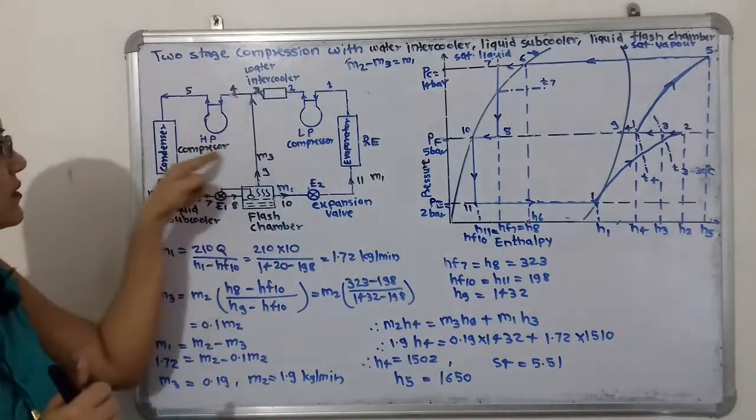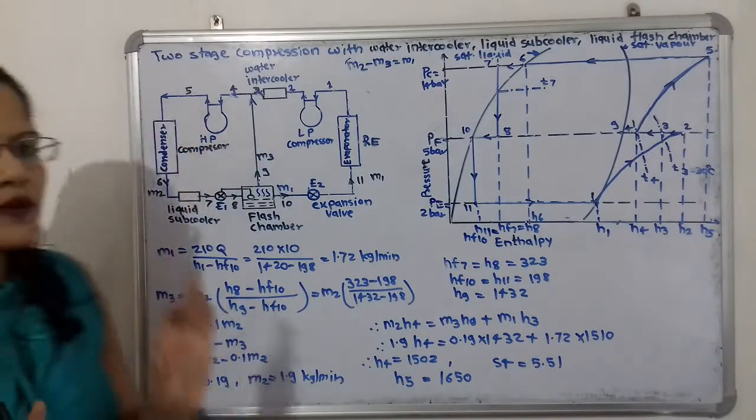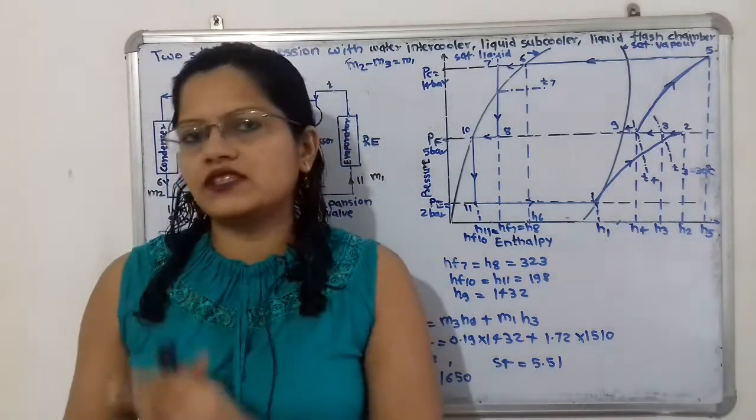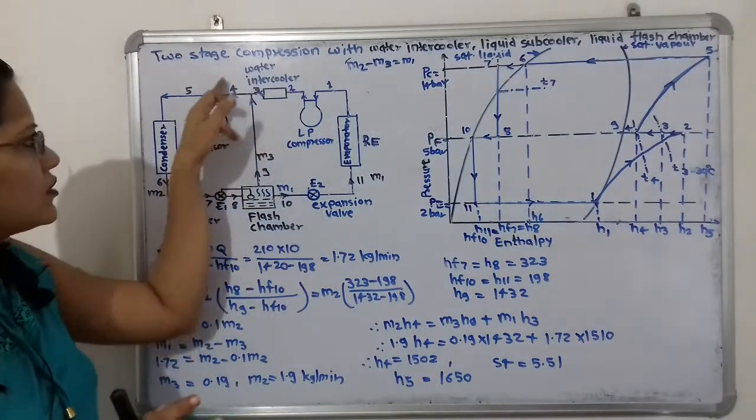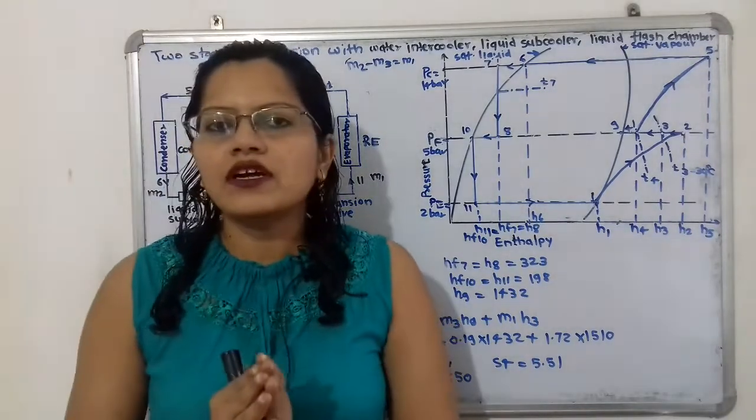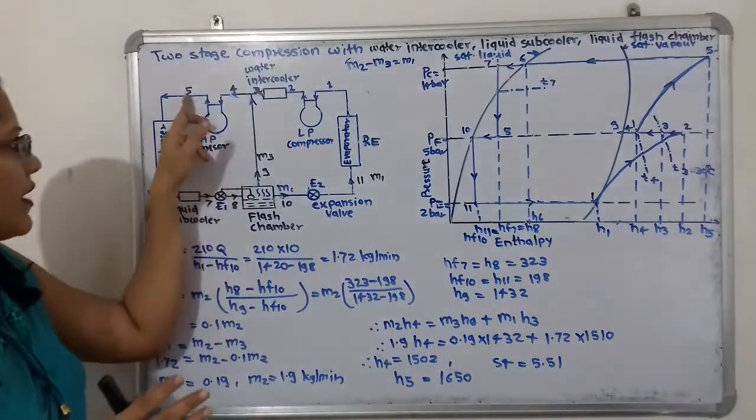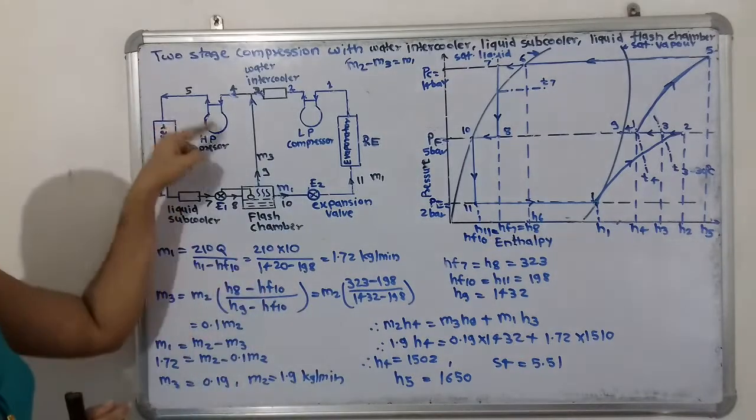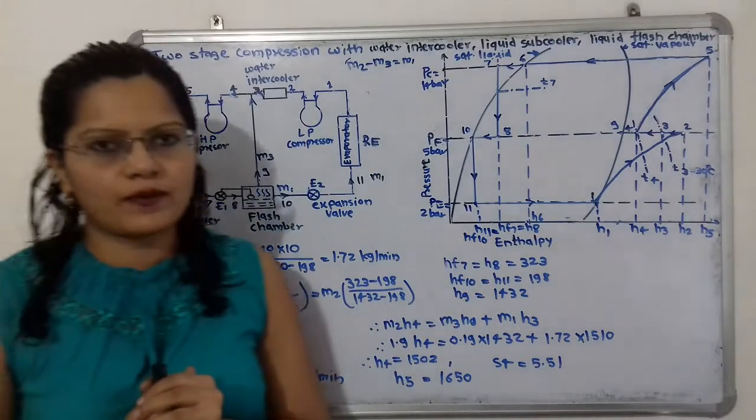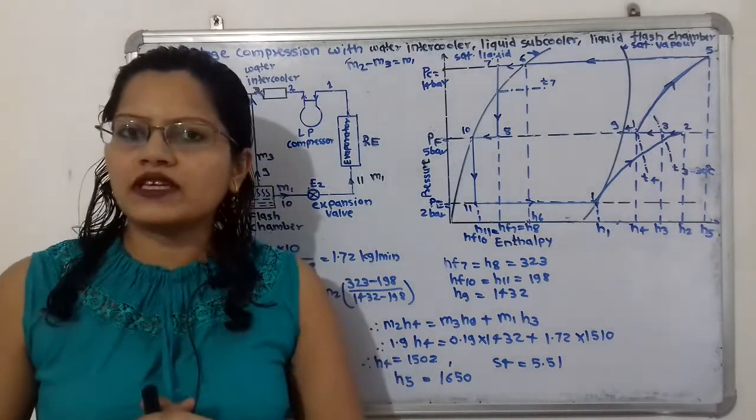What happens next? The compression process is done at constant entropy, and that entropy is equal to the entropy at this point 4. So again we don't know where is the point 5, that is, what is the condition of the refrigerant when it is leaving this high pressure compressor. So again we will move to the next process.